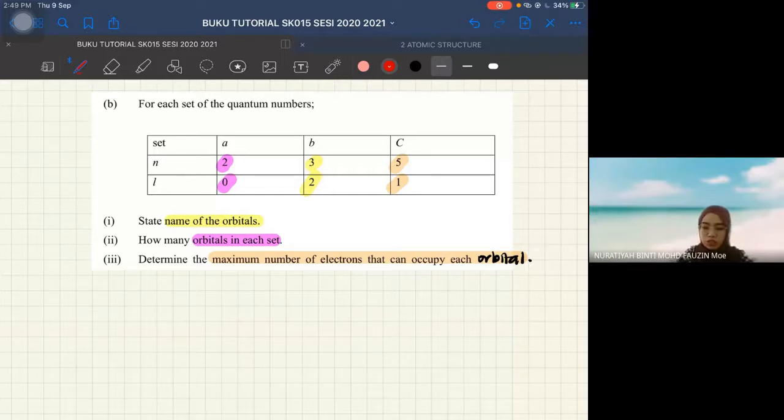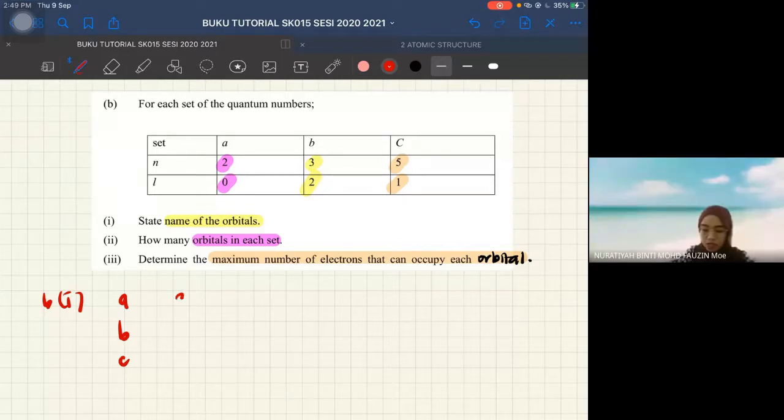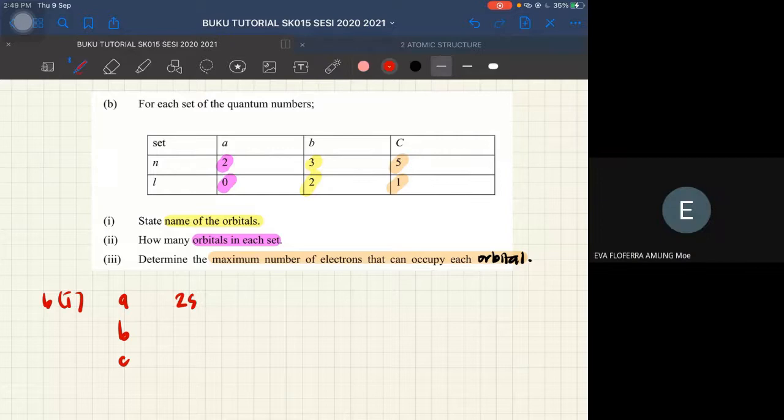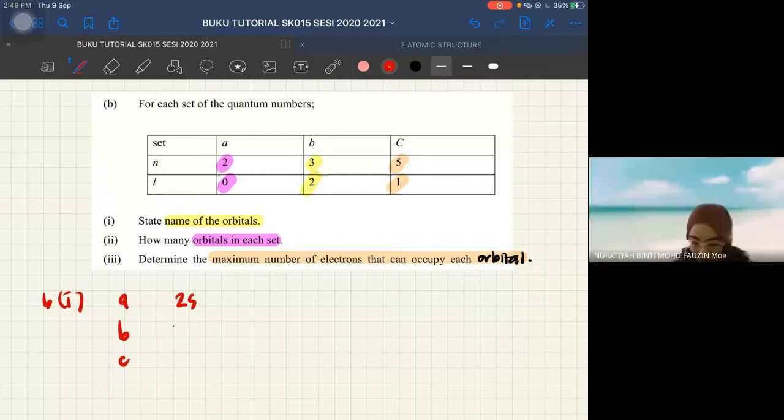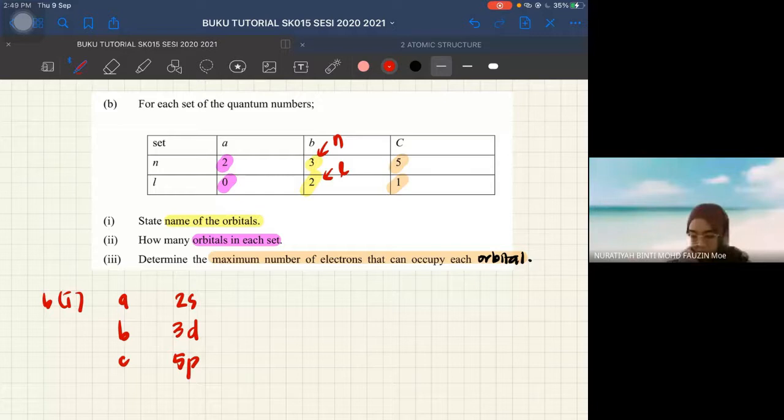Next, B, for each set of quantum numbers, set A, B, C, state the name of your orbitals. What are the names of your orbitals for A, B, and C? A is 2s because n is equal to 2 and L is equal to 0. B, someone else? Eva? 3D. Okay, correct. So that is 3D because 3 is your n, this is your L. And then C is 5P. Okay, good. Thank you.